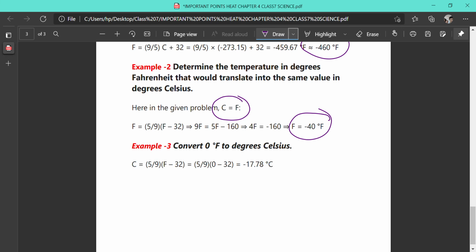The last one is to convert 0 degree Fahrenheit to degree Celsius. Here Celsius is not known, we know the reading in Fahrenheit. So Celsius should be on the left hand side of the equation, and we take the formula C equals 5/9 into (F minus 32), and solving we get the result, minus 17.78 degrees Celsius.